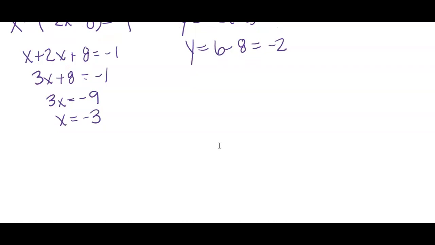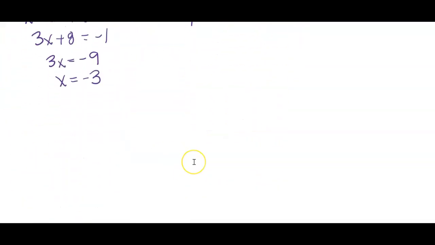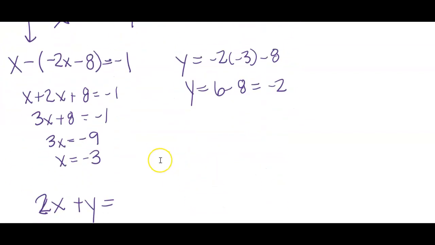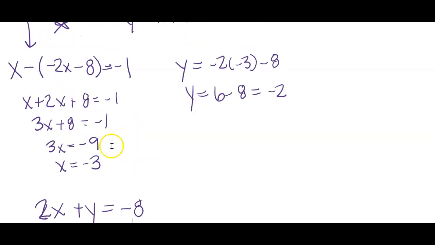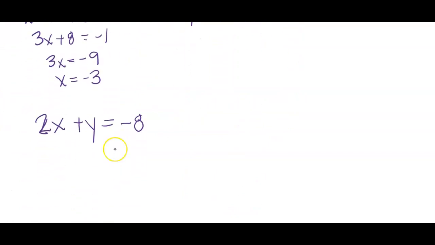All right, the last method is called elimination or addition method. And so in order to do that, I'm going to copy these down here. So 2x plus y equals negative 8. And then what was our other one? x minus y equals negative 1.